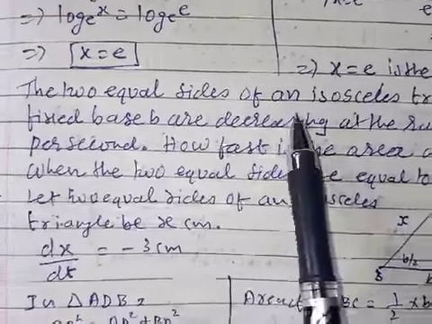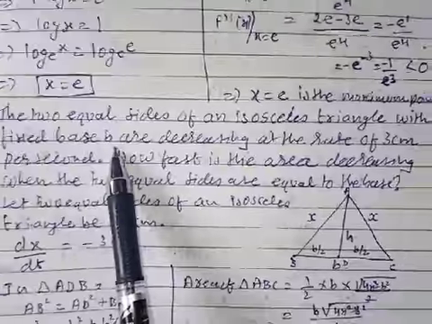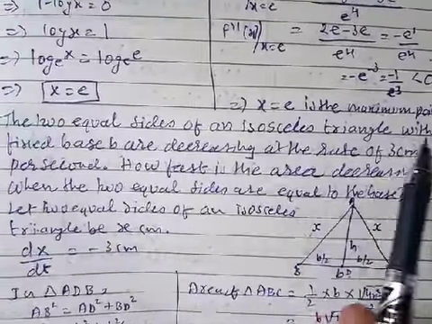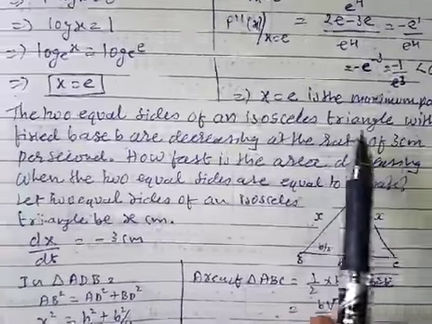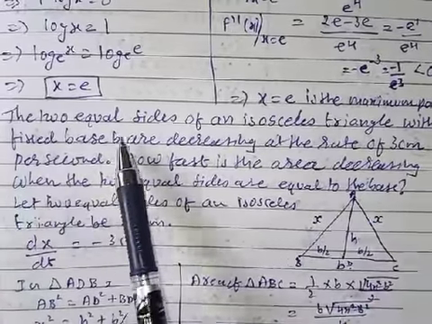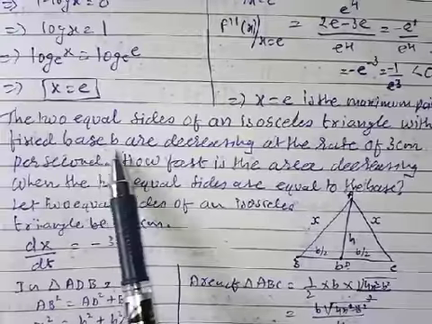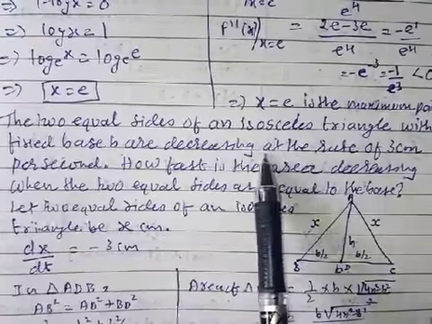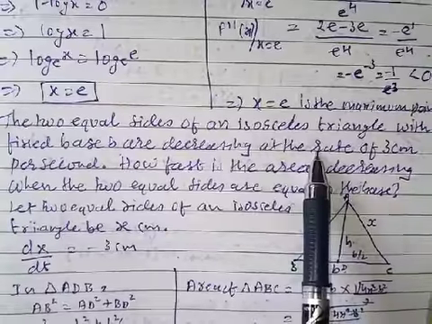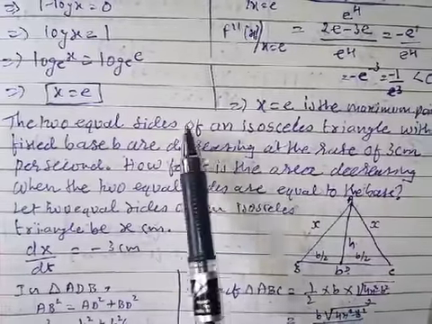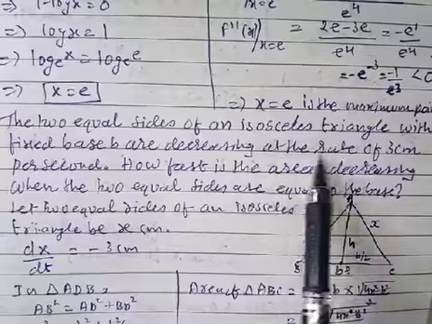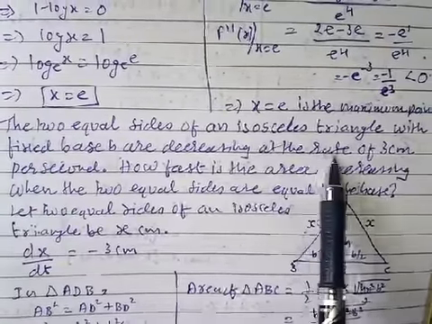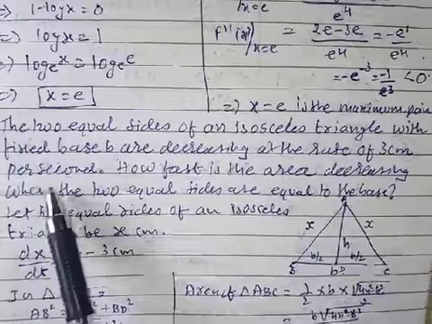The two equal sides of an isosceles triangle with a fixed base b. First understand: base b is fixed, which means it has to be considered as a constant. The equal sides are decreasing at a rate of 3 per second. Side is decreasing. If the side becomes x, dx by dt is minus 3. Decreasing means minus sign, minus 3, and rate means per second.